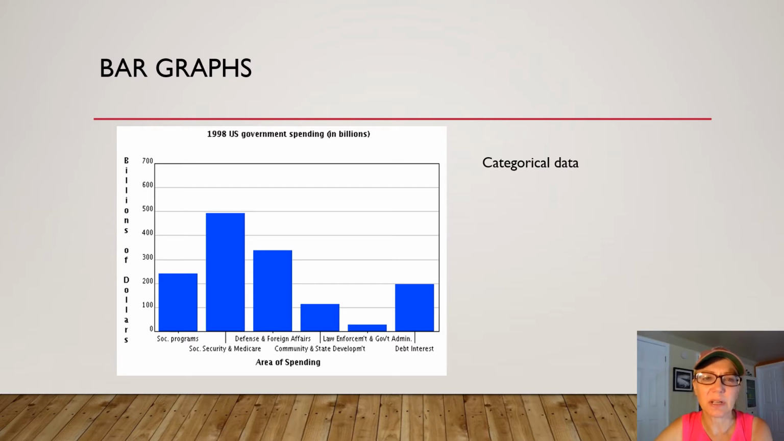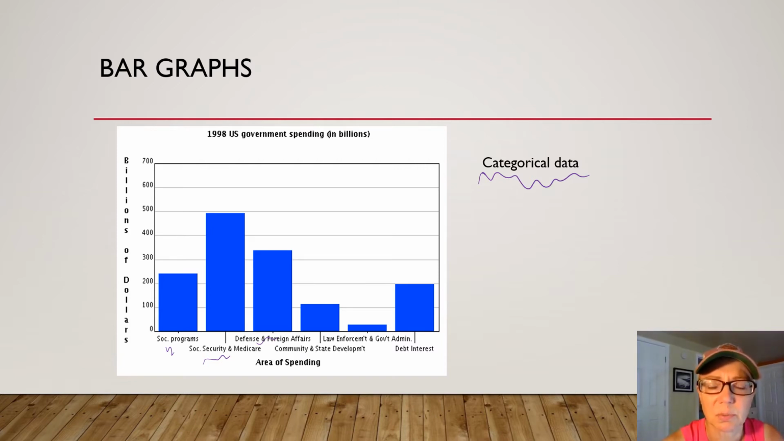Our next data display is called a bar graph. A bar graph is used only when you have categorical data. Categorical data is data that can be separated into categories. In this particular problem, we're looking at the different ways the U.S. government spends their money. So notice that each bar represents a different area of spending, and the height of the bars represents how much money, here in billions, if you'll notice in the label.